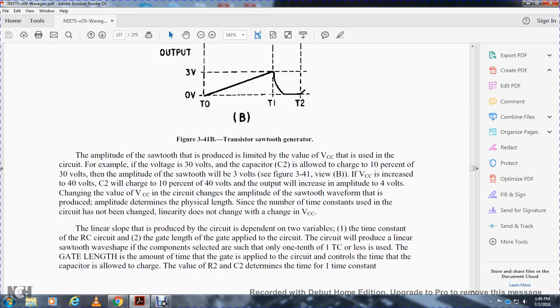A circuit that has not been changed in linearity does not change the collector voltage. The linear slope of the produced sawtooth is dependent on two variables: the time constant of the RC circuit, and the length of the gate applied to the circuit.